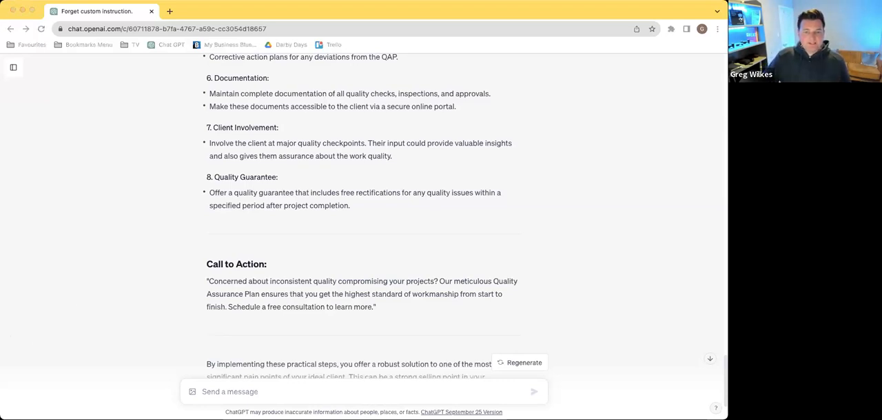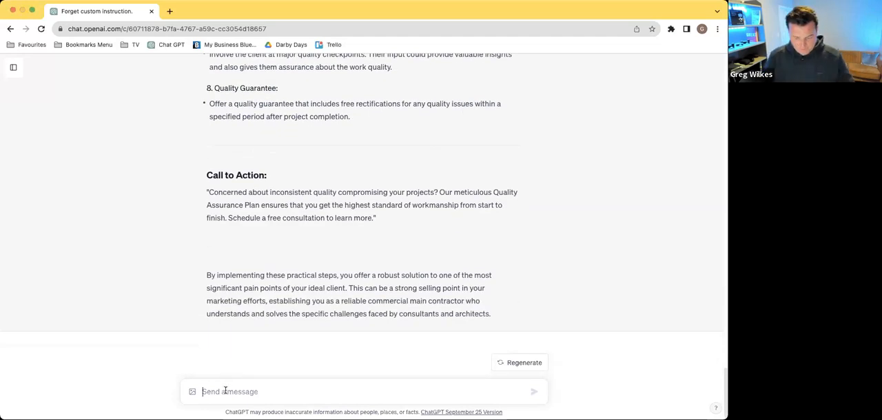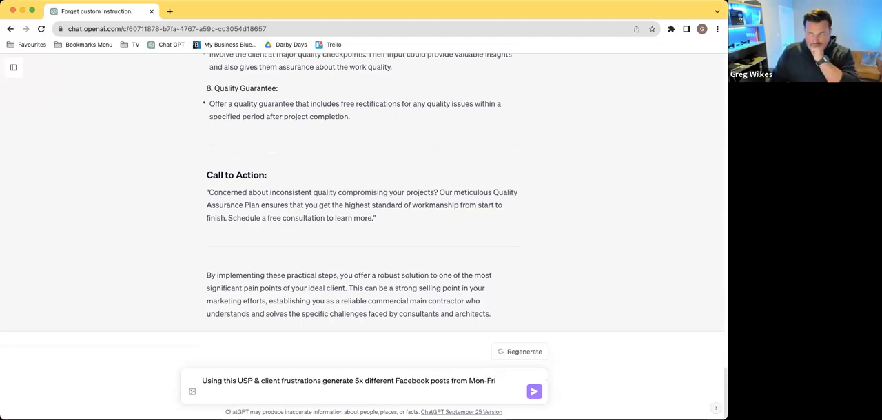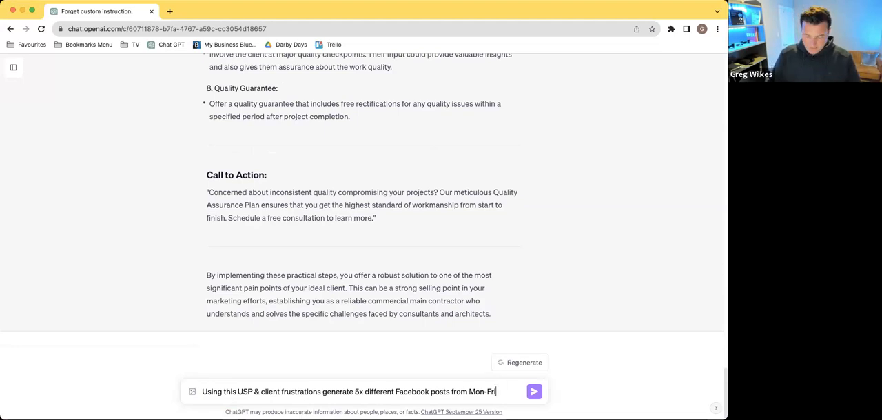We want to take it a little bit further than that. And we've demonstrated how we can potentially get that USP out. But we want to make it practical for our marketing, don't we? So what I'm going to say to it now is, using this USP and client frustrations, generate 5 different Facebook posts from Monday to Friday. And now we're going to get all the content that we can use for the week. And let's just say to it, use emojis.